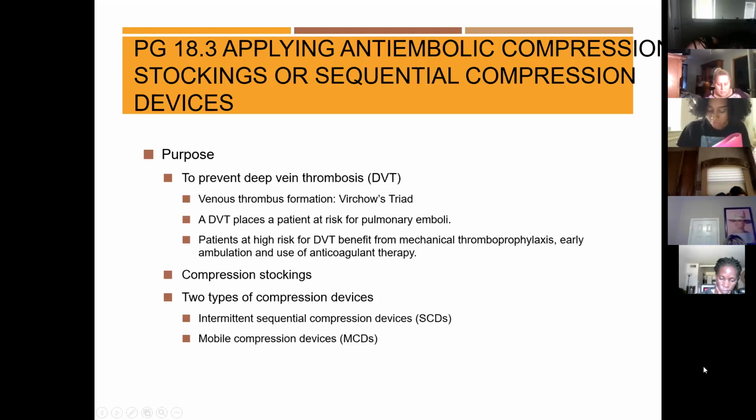So we use these things for preventing deep vein thrombosis. All right. Have you guys talked about this in A&P at all? Not yet. Not yet? Okay. So you will. If not in A&P, you'll definitely talk about it in Med-Surg next semester. So what we're talking about is a DVT, deep vein thrombosis.